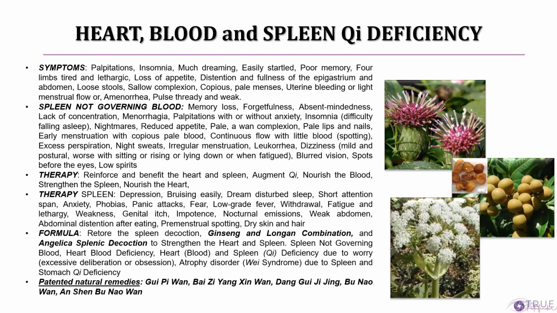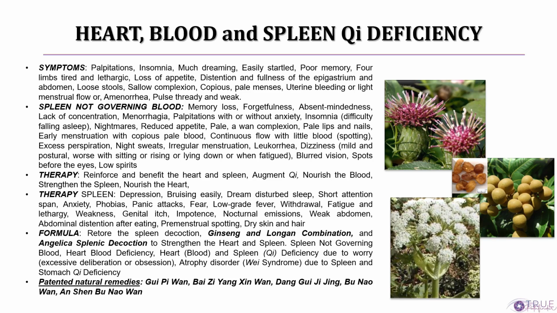And last but certainly not least, your bradycardia can be caused by heart, blood and spleen qi deficiency. Symptoms are palpitations, insomnia, much dreaming, that you're easily startled, you suffer from poor memory, the limbs are tired and lethargic, you don't have a lot of appetite, you have a distension and fullness of the epigastrium and abdomen, loose stools, a sallow complexion, copious pale menses, uterine bleeding or light menstrual flow or amenorrhea, and your pulse is thready and weak.